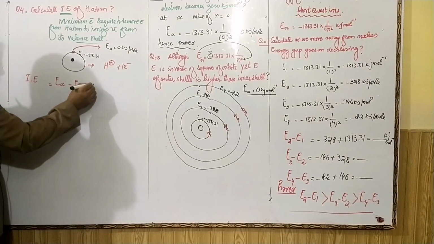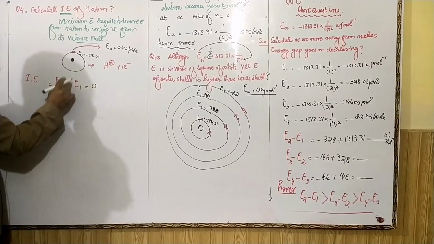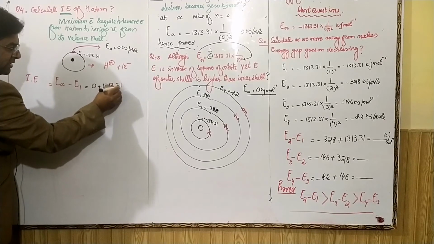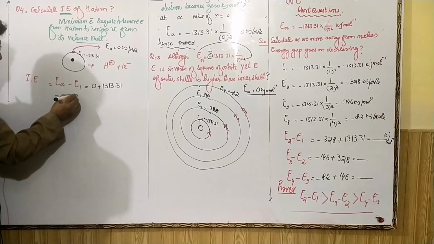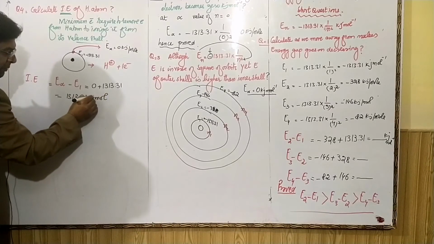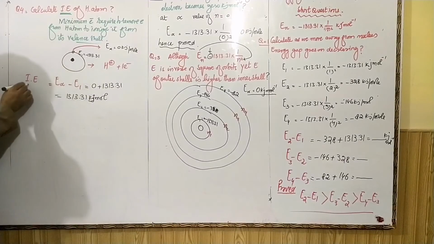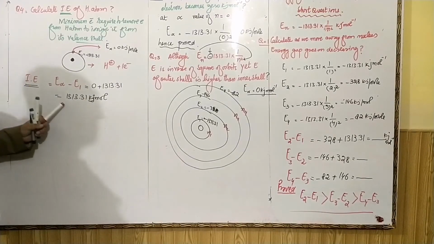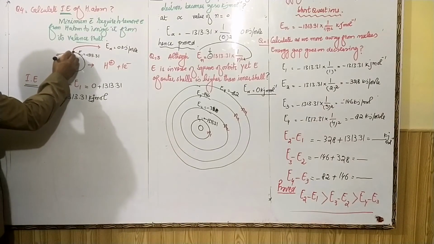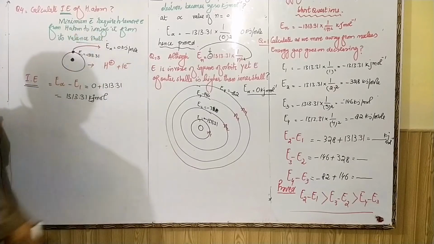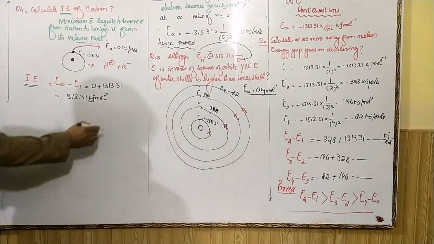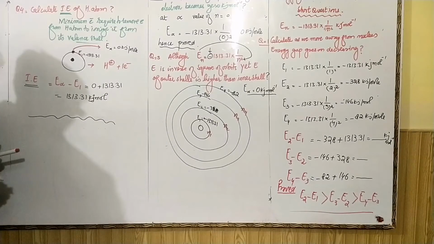At infinity, its value is 0. Minus into minus, it will become plus 13.31. Its value is 13.31 kilojoule per mole. This will be called as ionization energy of hydrogen atom. If we give this amount of energy to hydrogen atom, its one electron from its valence shell is removed to infinity and hydrogen will be ionized. So it is called as ionization energy of hydrogen atom.